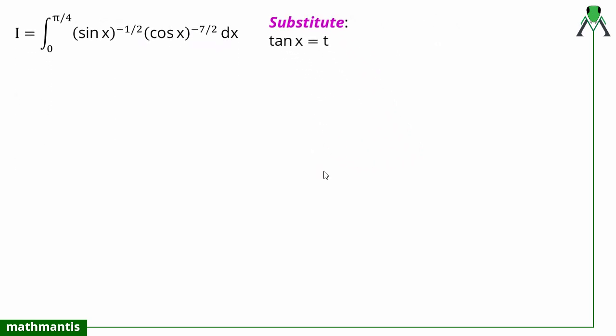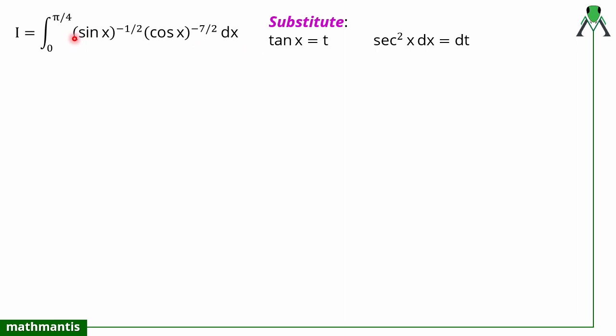So I will substitute tan x equal to t. If you substitute tan x equal to t, we have to change dx in terms of dt also. So I will differentiate both sides. It will become sec square x dx, which will be equal to dt. So here dx I will put as dt upon sec square x.